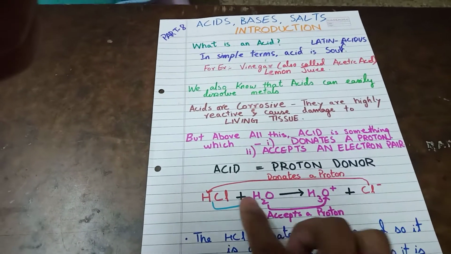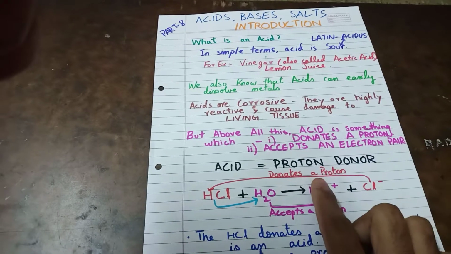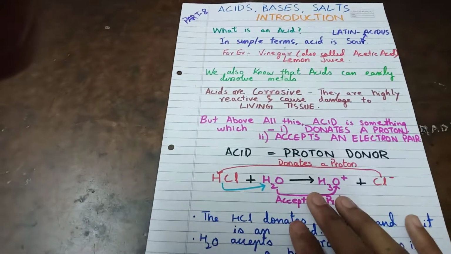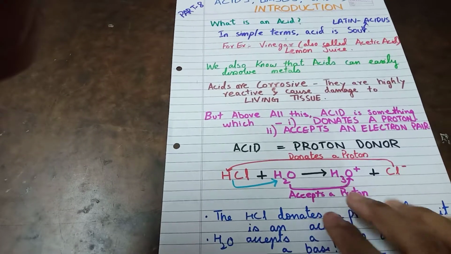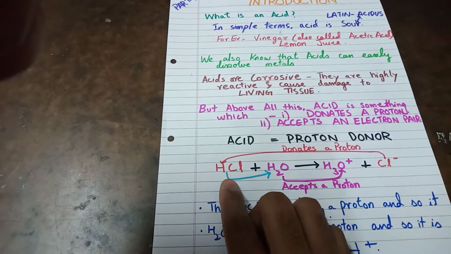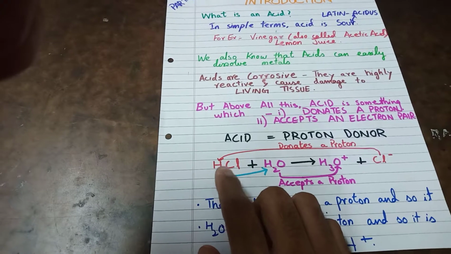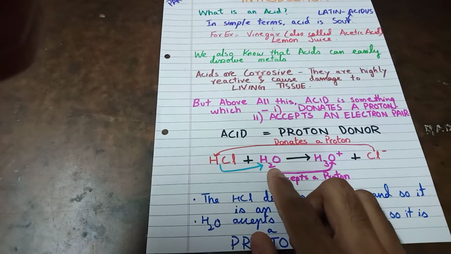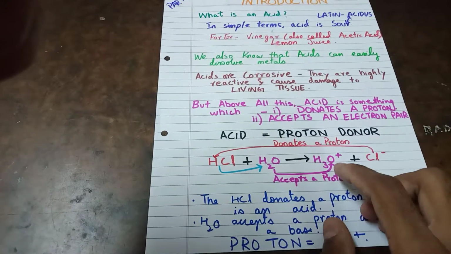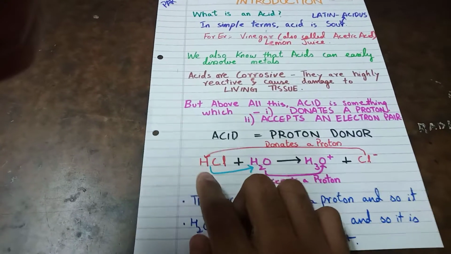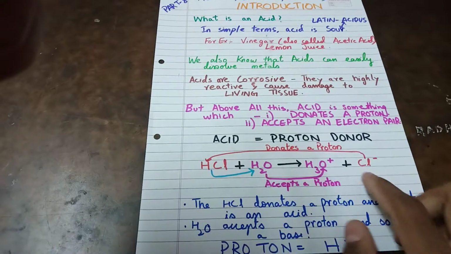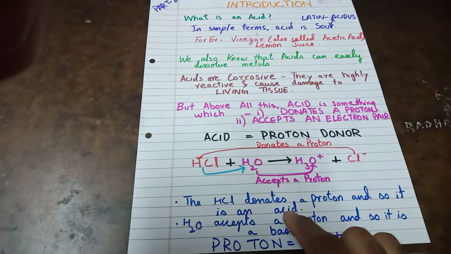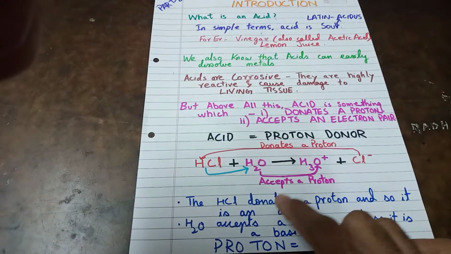Let us see. Here I have written that acid equals proton donor. Why have I written it like that? Because acid donates a proton. HCl is an acid because it donated a proton. Proton is nothing but H plus. It donated an H plus to H2O here, and that is why H2O has become H3O plus. And since HCl donated a proton, it becomes Cl minus. So that's why I have written that HCl donates a proton, and so it is an acid.